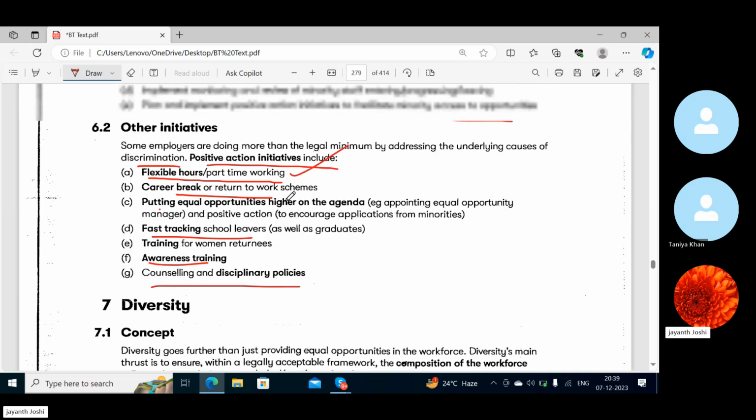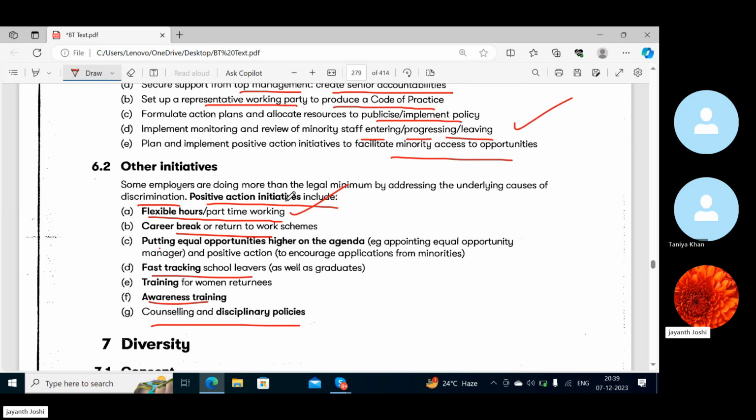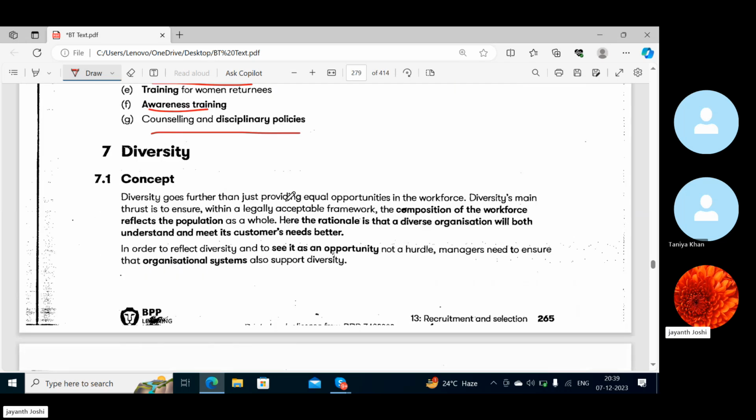So they are doing much more than what is required to reduce the causes of discrimination. Now, diversity. What is diversity? You are not restricting the organization to only some kind of people. Your organization is open for all kinds of people, and it is diverse, right? So diversity goes further than just providing equal opportunities in the workforce.